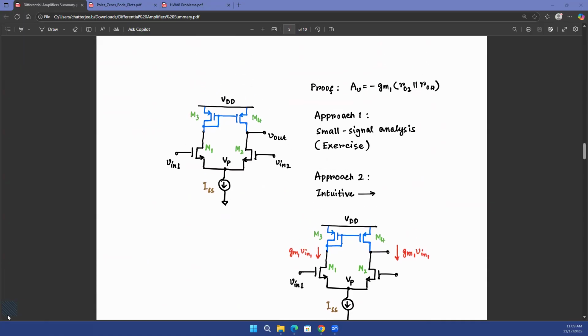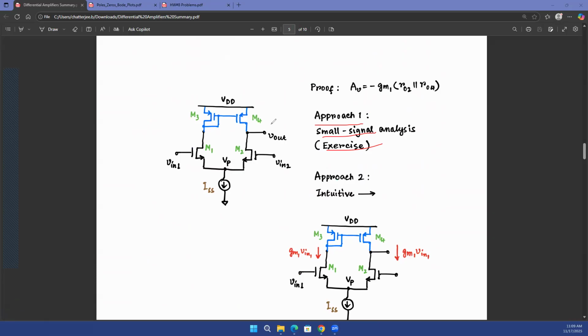So you can always prove that using small signal analysis, that you can draw the small signal model of these transistors. I leave that out as an exercise. Should be a good exercise of solving problems using small signal analysis, because we have looked into a lot of small signal analysis in the class.